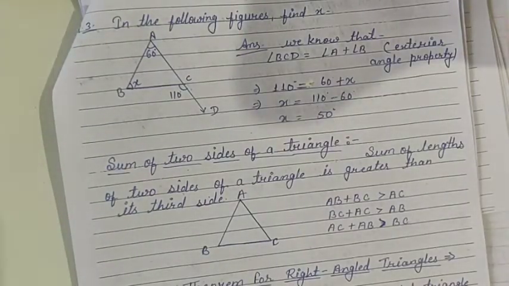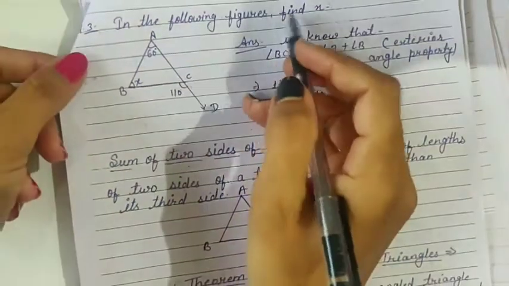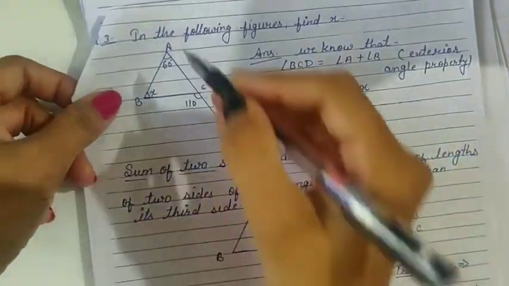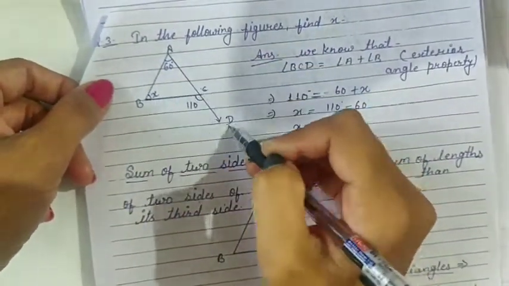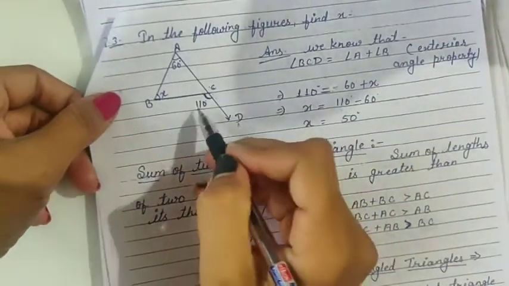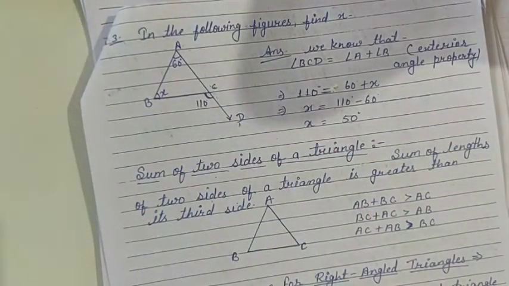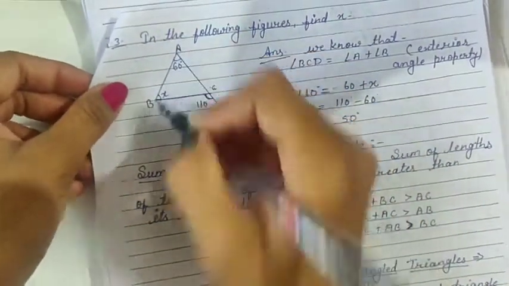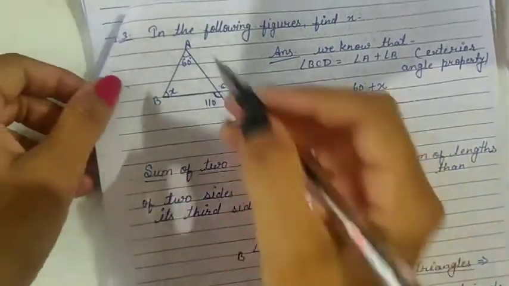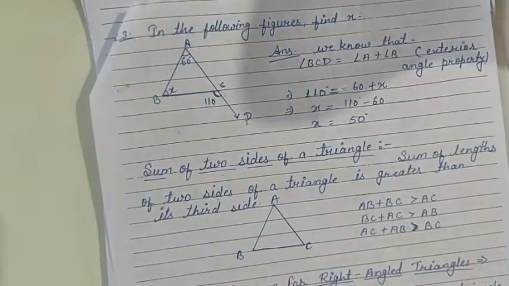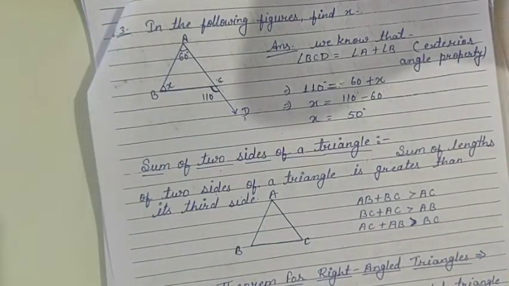Now example number 3, and this is based on the exterior angle property. In the following figure, find x. This is a triangle ABC, and this side AC is produced up to D. Then this is an exterior angle, and this is a measure of 110 degrees. Angle A and angle B are its opposite interior angles, and angle A equals 60 degrees and angle B equals X, and we have to find the value of X.